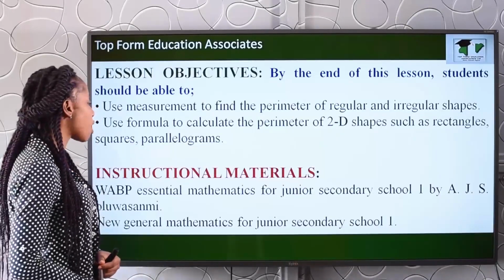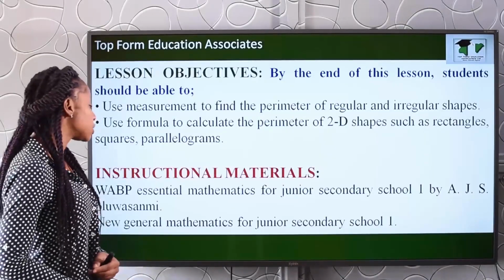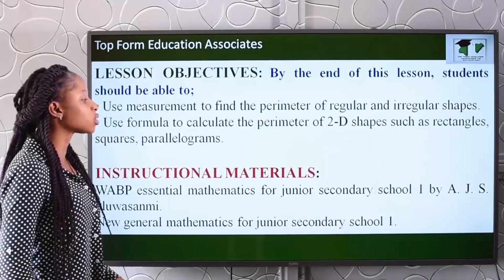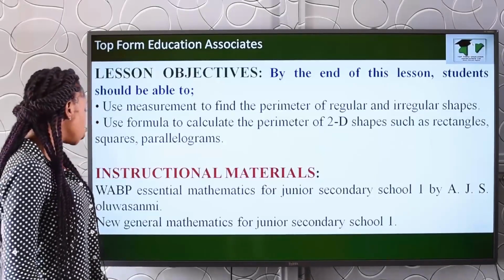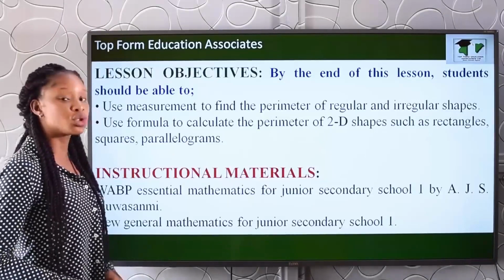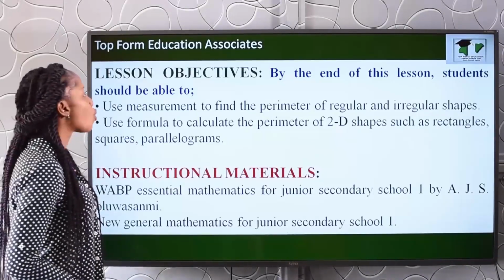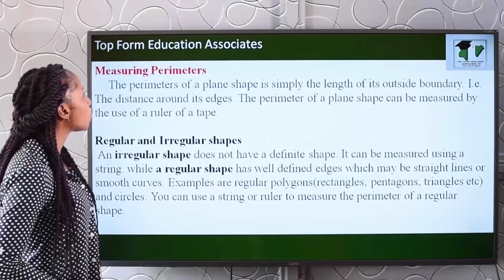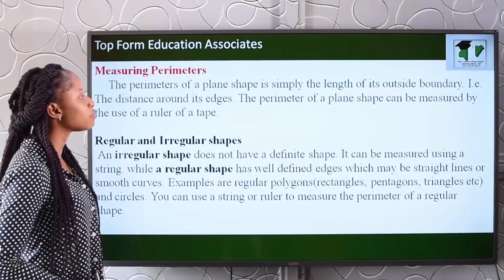The instructional materials we'll be using for this lesson today are Essential Mathematics for Junior Secondary School, Book 1, and New General Mathematics for Junior Secondary School, Book 1. Now, straight away, let's go into measuring perimeters.